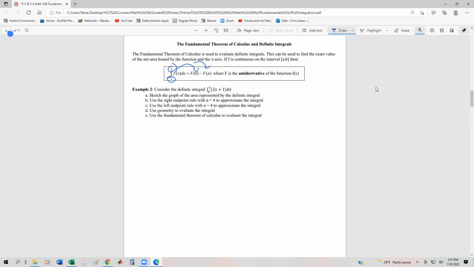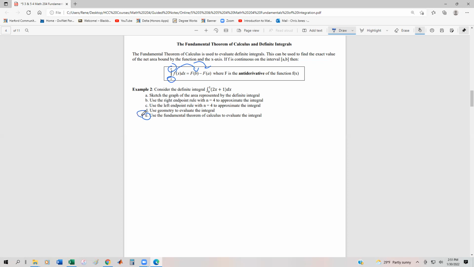Now, let's take a look at a really basic example to tie all this together. So we have a definite integral, 2x plus 1 from 0 to 1. We're going to sketch the graph that's represented by the integral. We're going to use the right-hand endpoint and the left-hand endpoint to approximate the integral. Then we're going to use geometry. And then finally, we're going to use the fundamental theorem of calculus to evaluate the integral.